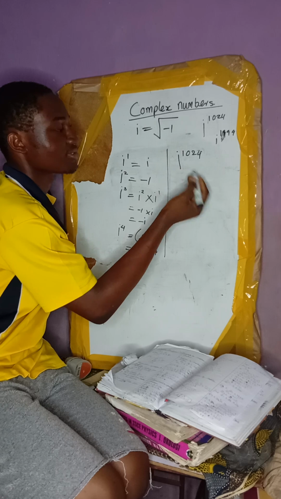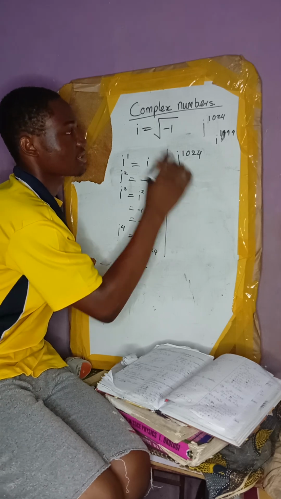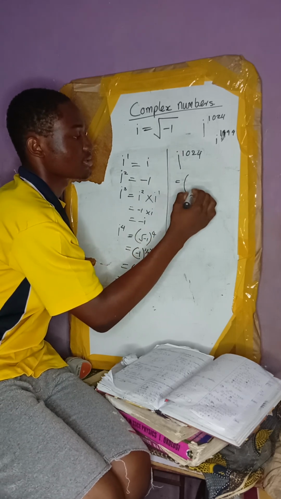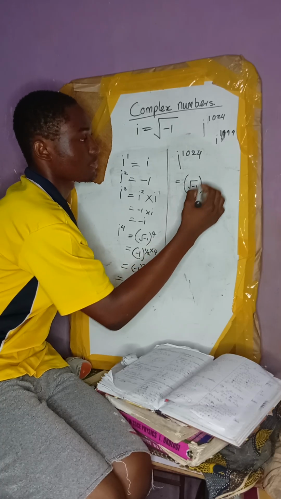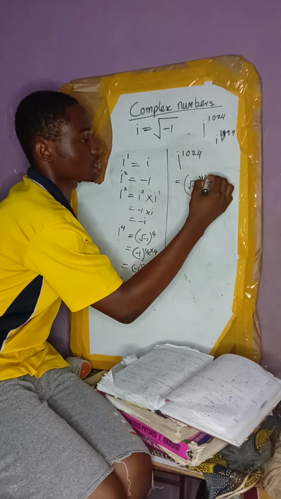So now, since this is an even number, you just bring back this root of negative 1, put it inside the brackets, and put 104.